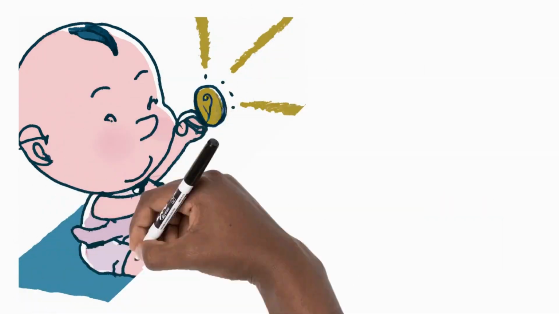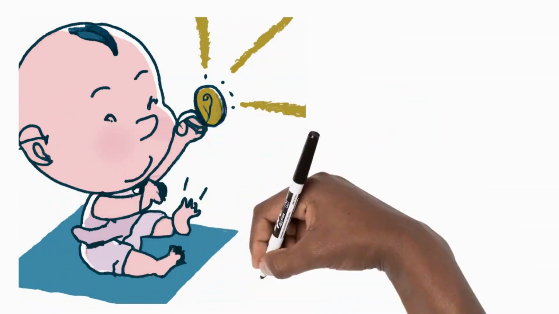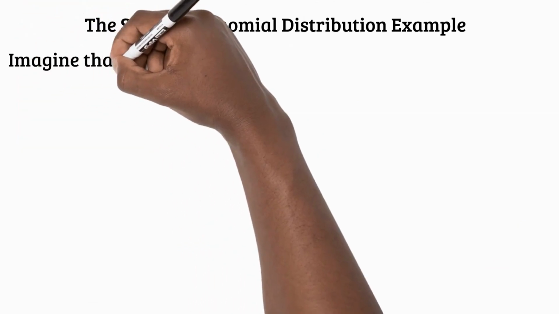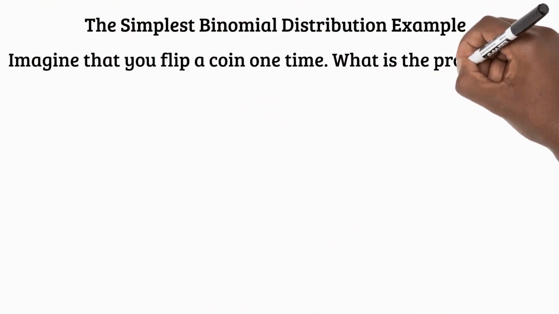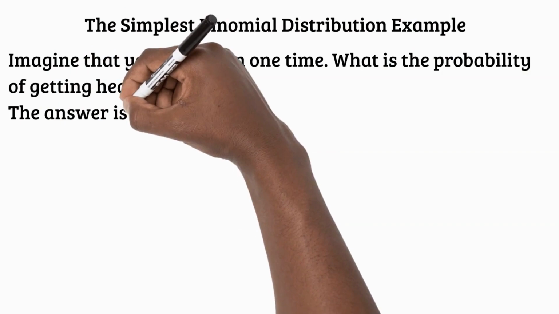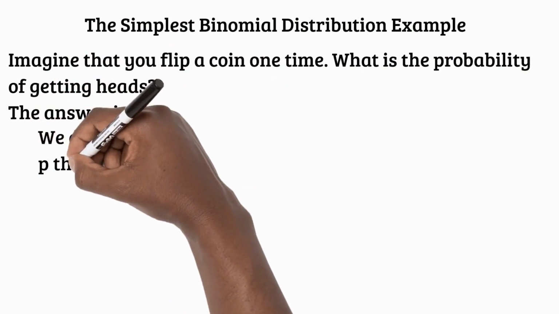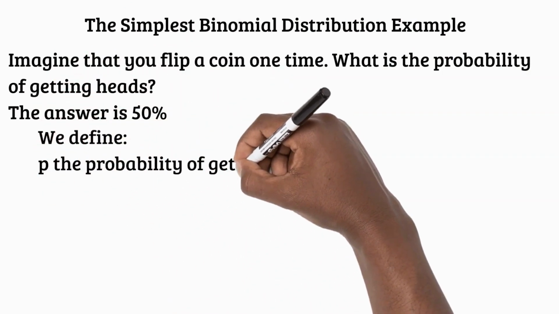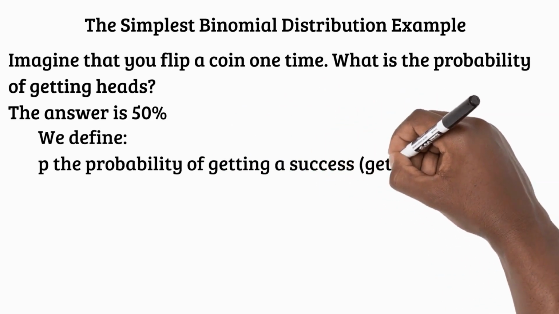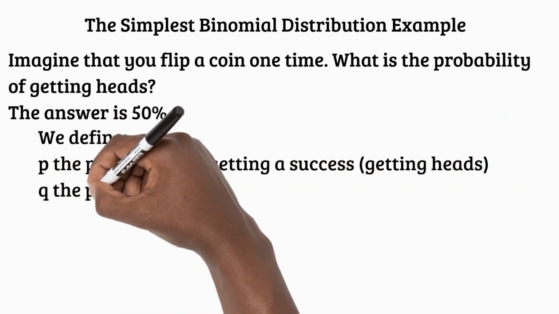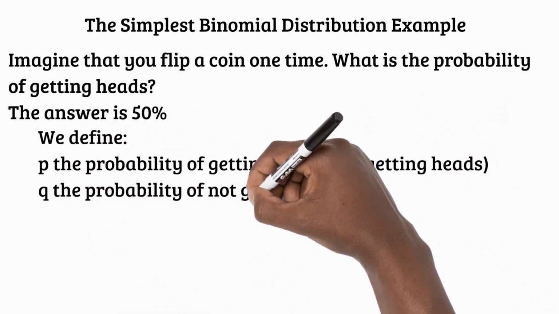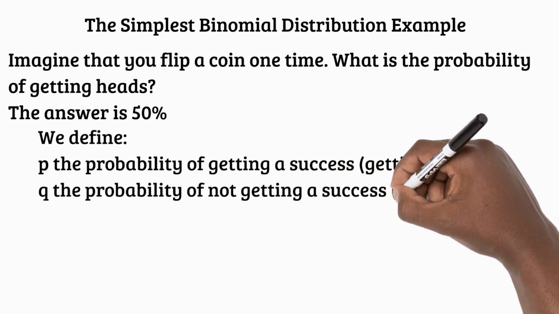Let's start with the simplest binomial distribution example. Suppose a child flips a coin only once. What is the probability of it getting heads? The answer is of course 50%, but this simple example encourages us to define P as the probability of getting a success, getting heads in our example, and define Q as the probability of not getting a success, getting tails in our example.